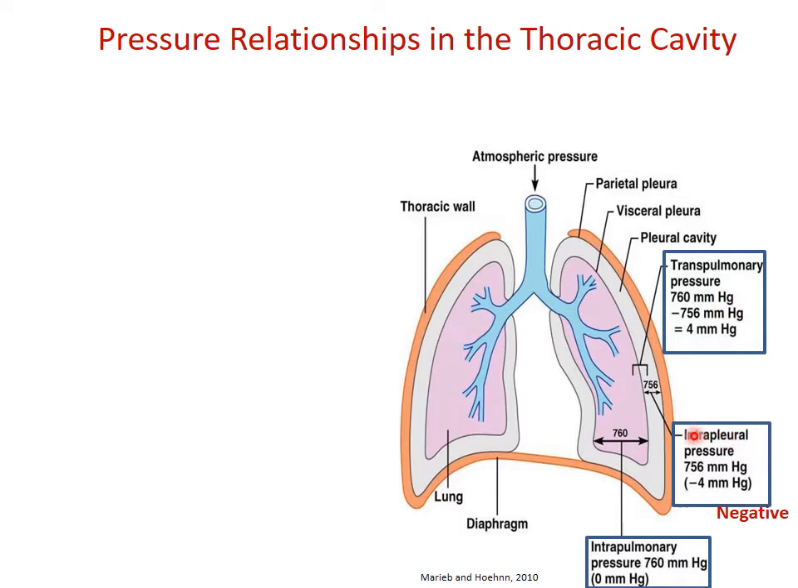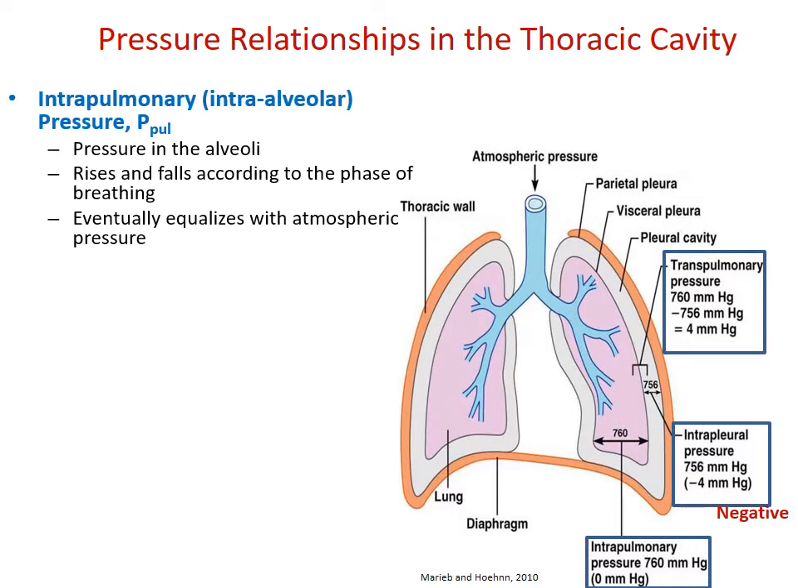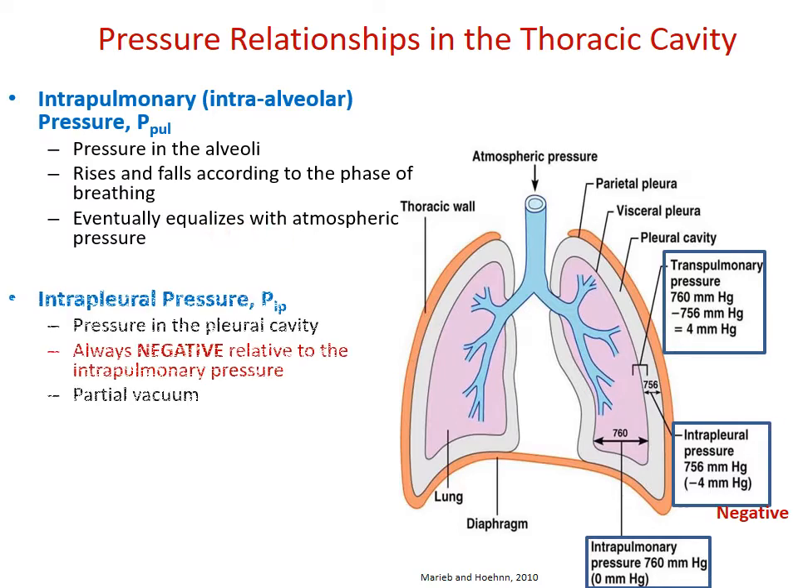And always remember, intrapleural pressure is always subatmospheric. That means it has a negative value, minus 4 millimeters of mercury. It is subatmospheric, which means it is less than the atmospheric pressure. And intrapulmonary pressure is 760 millimeters, or 0 millimeters of mercury. Intrapulmonary or intraalveolar pressure is the pressure within the alveoli, and usually it equalizes with the atmospheric pressure.